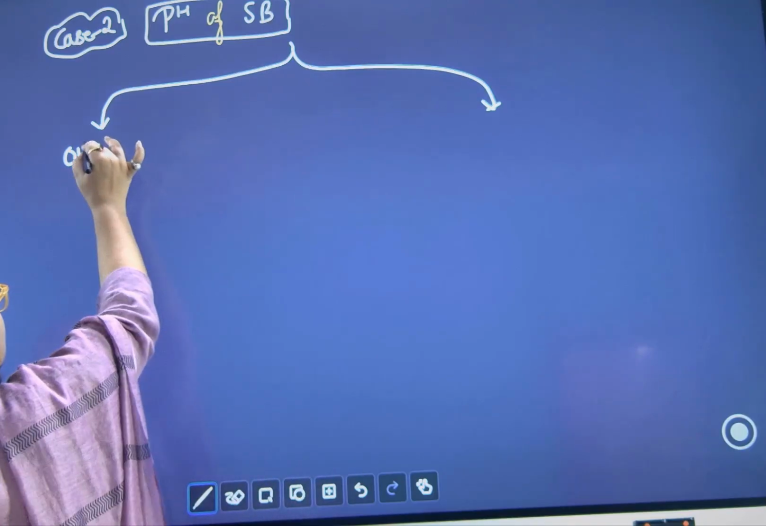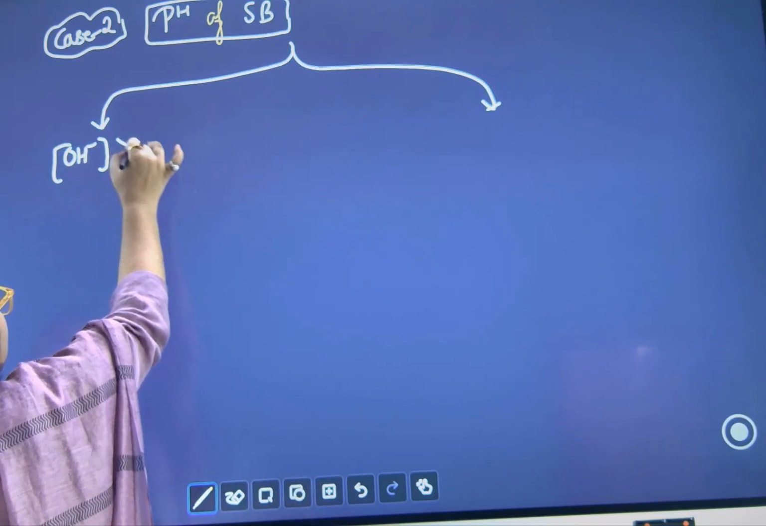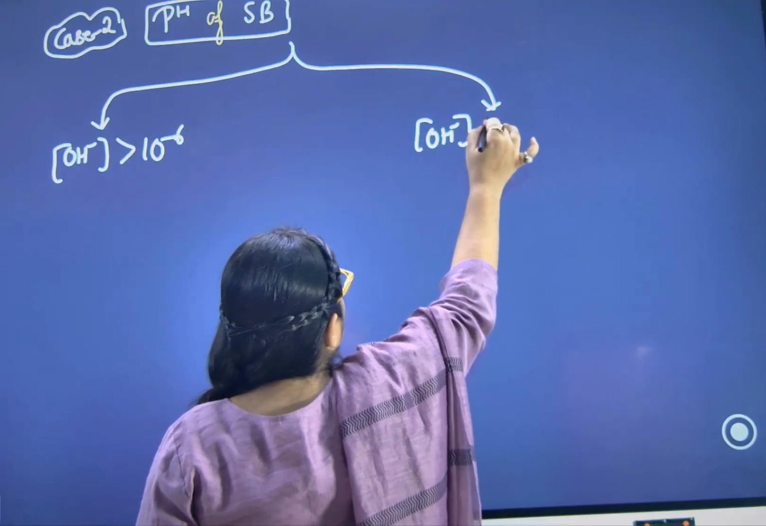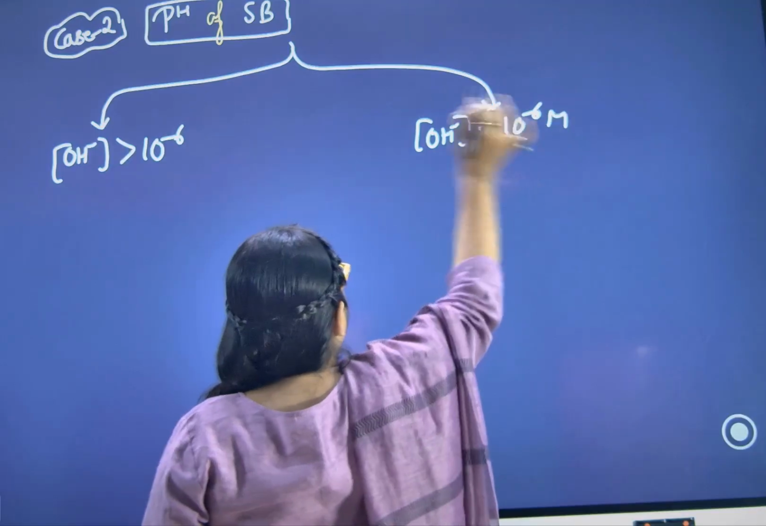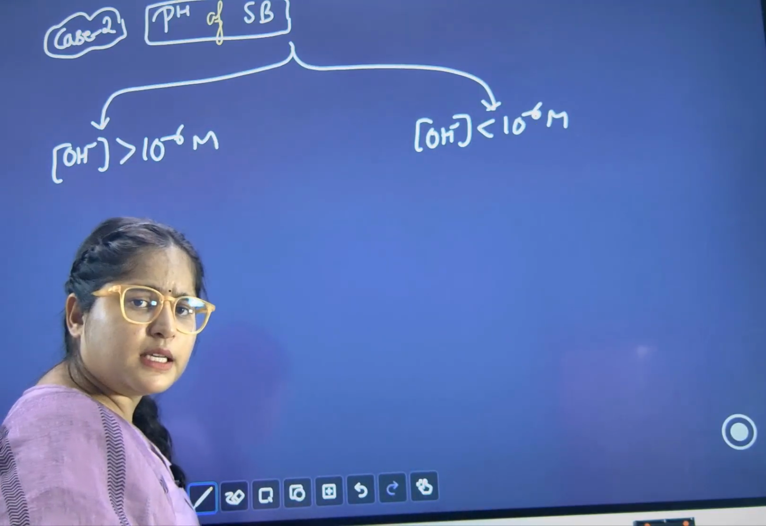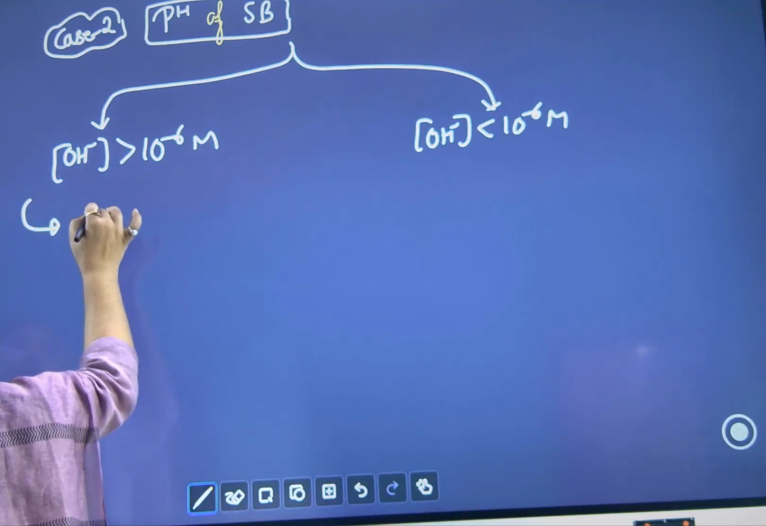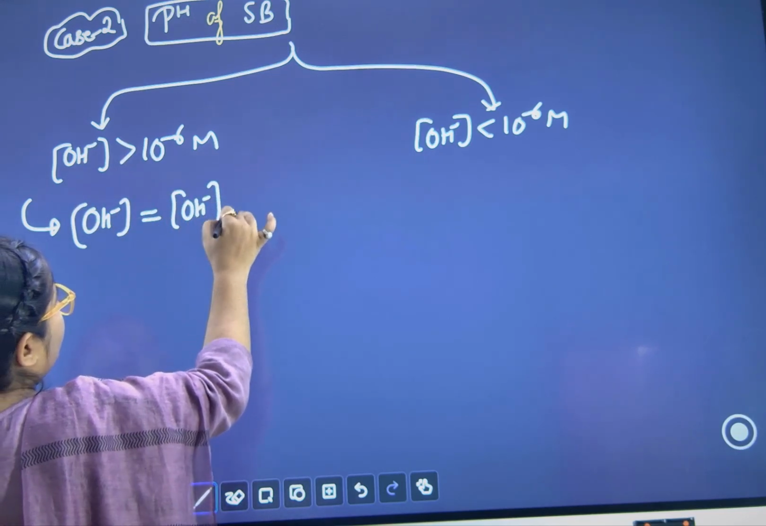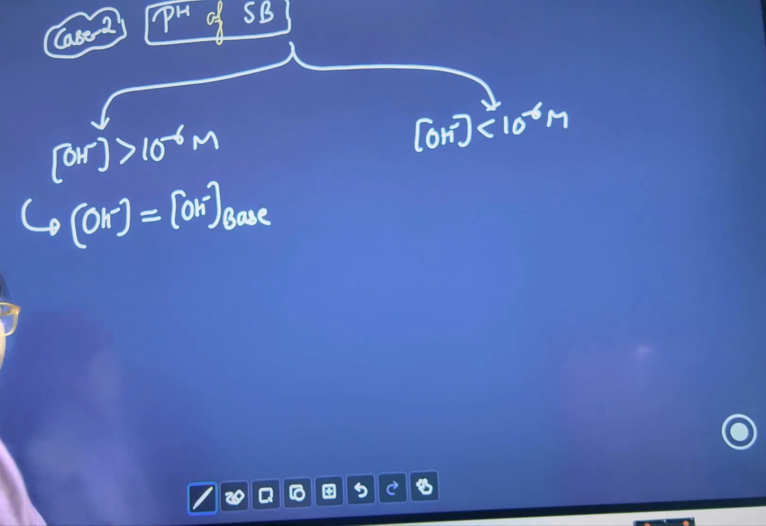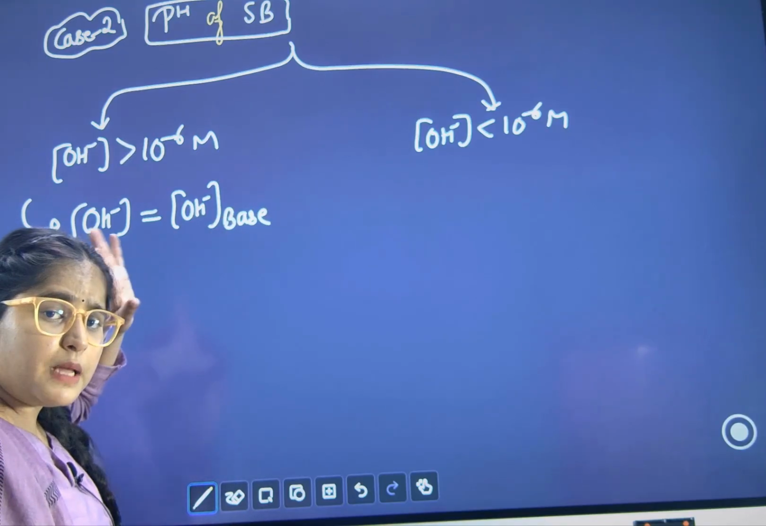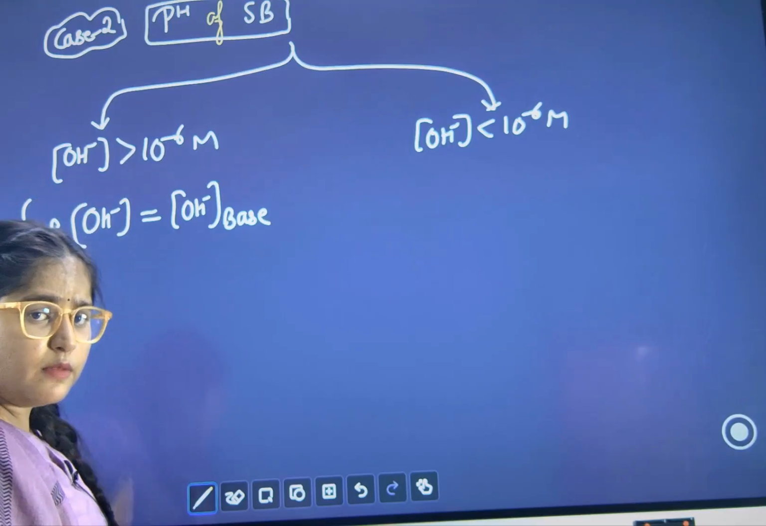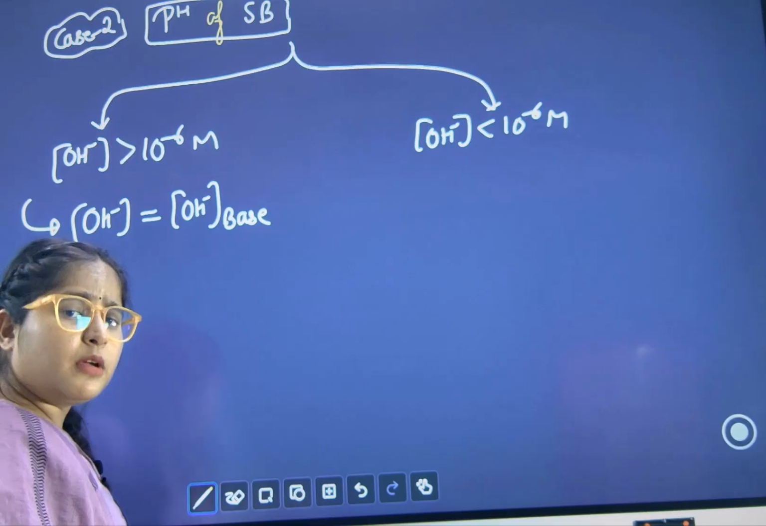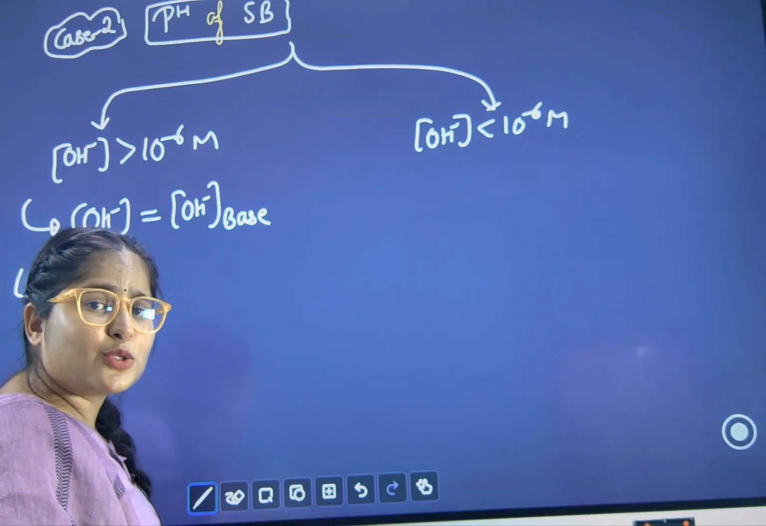OH minus ion. So if OH minus ion is more than 10 to the power minus 6, or if OH minus ion is less than 10 to the power minus 6. If it is more than 10 to the power minus 6, no tension. I will say OH ion will be equal to the concentration of OH ion from the base. If we have 1 OH ion multiply by 1, 2 OH ions multiply by 2, like that. Now, after OH ion, don't directly say, ma'am, if OH ion is 10 to the power minus 4, pH will become 4.